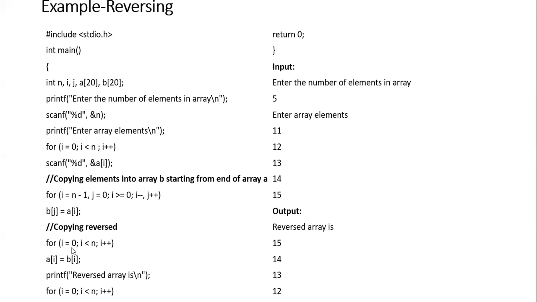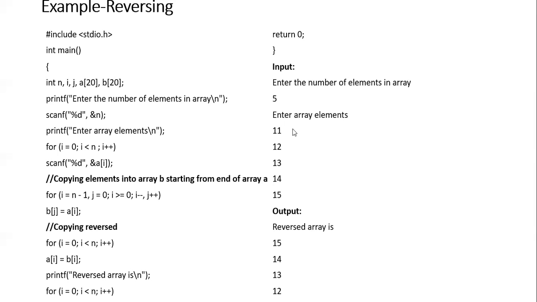Now what happens using the next for loop? B of i, whichever element it holds, is now moved to the A array. This loop runs until it becomes false, until the reverse procedure is copied. Now the reversed array is printed out. This is just printing, starting from index 0, and all the elements will be printed.